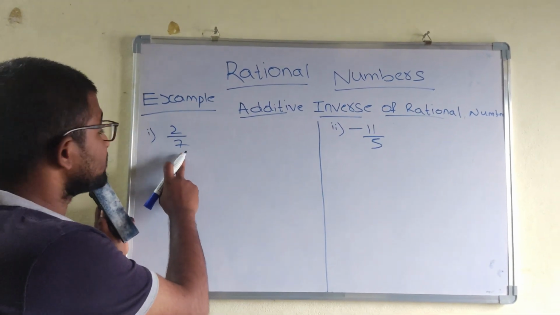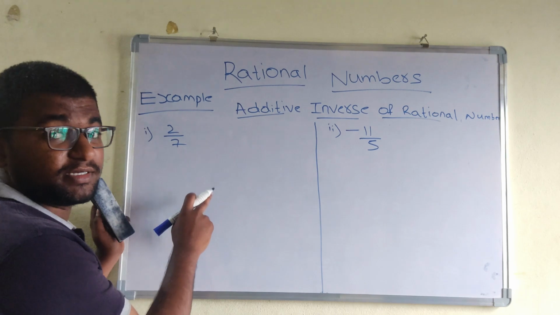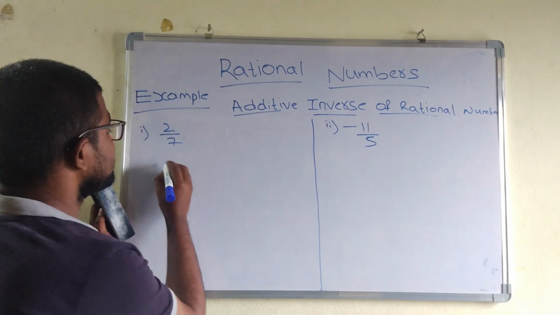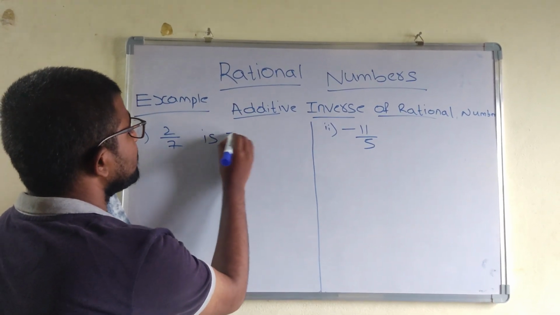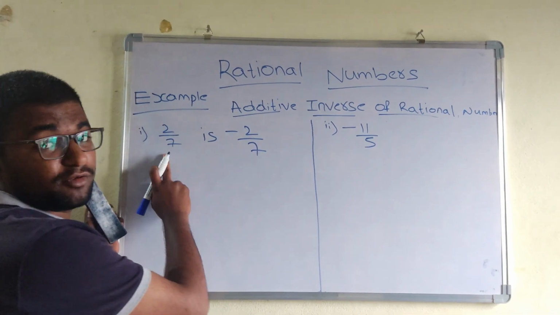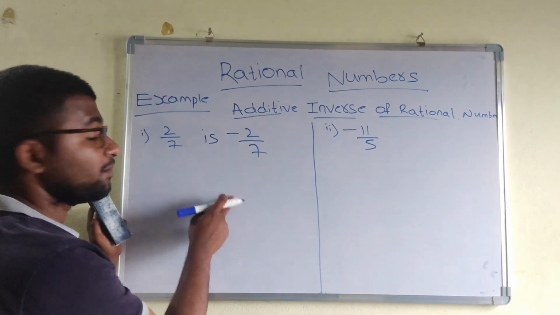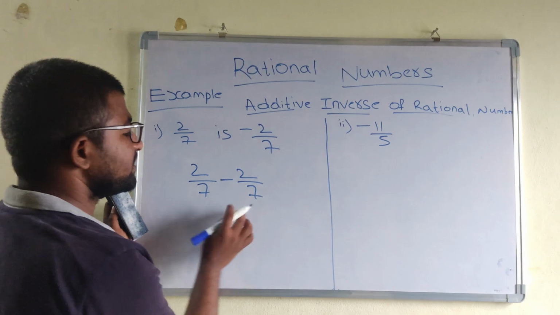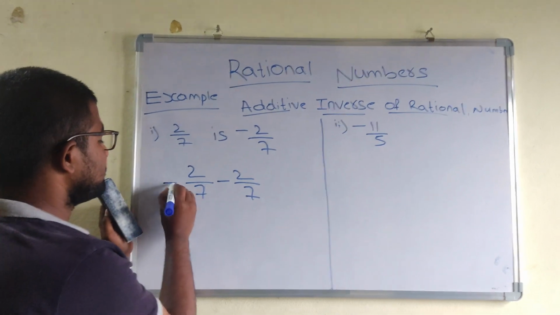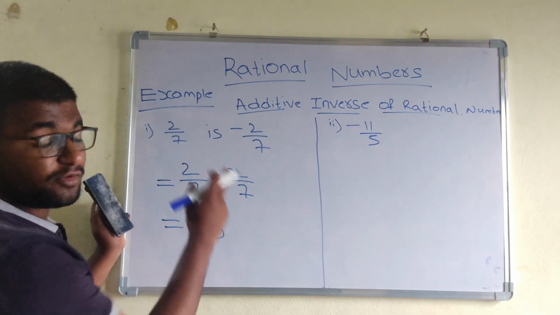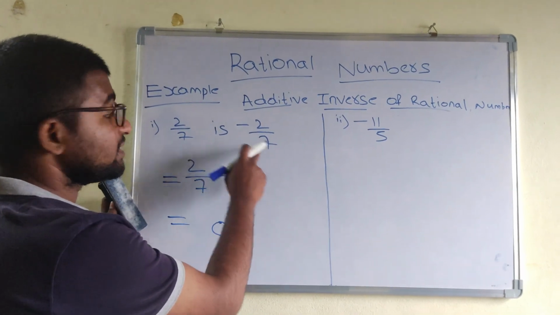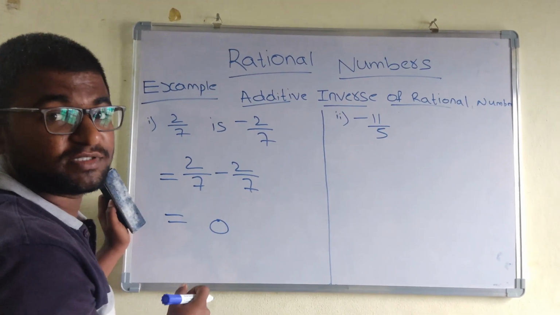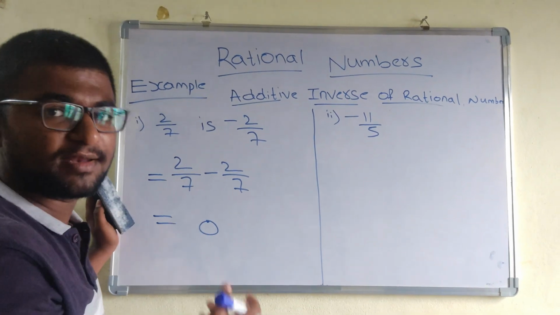Then what is the additive inverse of 2 by 7? What do we do to get the result 0? By adding another number to this number. That is, the additive inverse of 2 by 7 is minus 2 by 7, because 2 by 7 minus 2 by 7 gives 0. Adding these two numbers, we get 0. This is the property of additive inverse. This way we can find the additive inverse of any number.